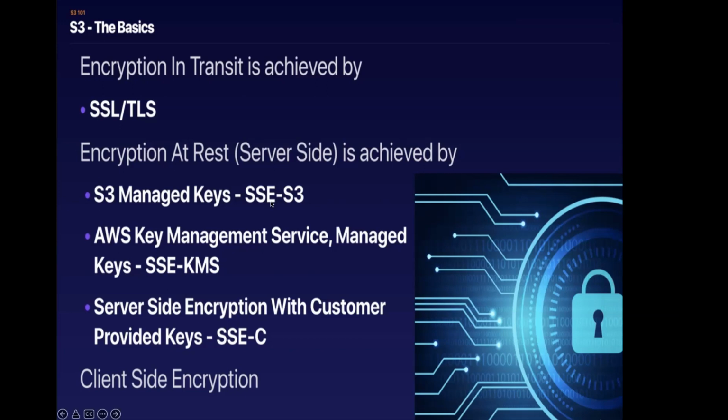So remember, there are two types of encryption at rest: server-side encryption and client-side encryption. Server-side encryption is provided by AWS. There are three server-side encryption techniques. There is S3 managed keys. We call it SSE-S3, where SSE stands for server-side encryption. Here, S3 itself will encrypt and decrypt your data while you keep the data inside S3. Then there is the second technique, AWS Key Management Service, where AWS itself will manage the keys for encryption and decryption.